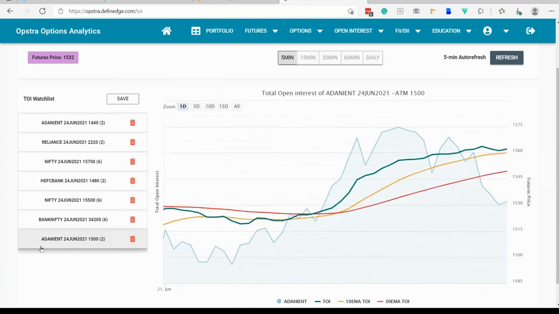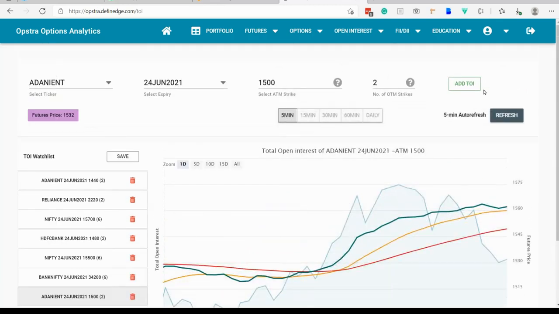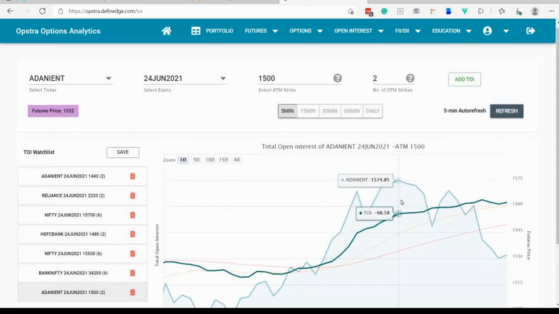Okay, and then here you have all the information required, right? In the chart you have the money strike that you have chosen and the expiry you have chosen, and the stock information or the underlying information that you have chosen. And then here you have this in brackets, which shows how many strikes you chose when you added this total open interest chart study.